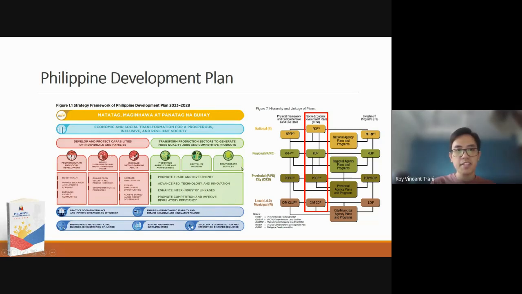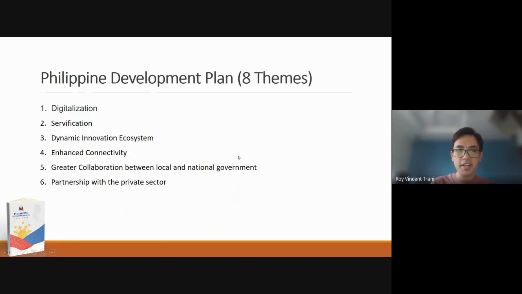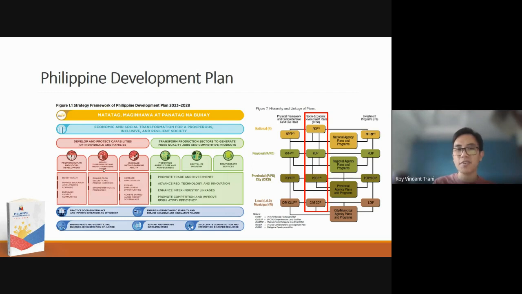I'm not sure where these icons are, this is under matatag, maginhawa, at panatag na buhay. There's like 6 here, but in the theme section, there's 1, 2, 3, 4, 5. Oh, it's really 6. Why do they say 8 in their ads? Because I was confused, because in their ads for the Philippine Development Plan, they say there are 8 themes.